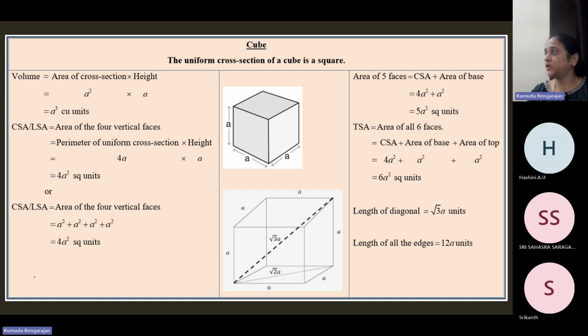So volume is area of uniform cross section into height. The cross section is a square.